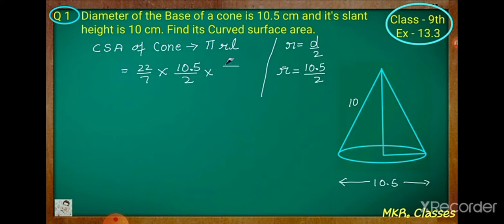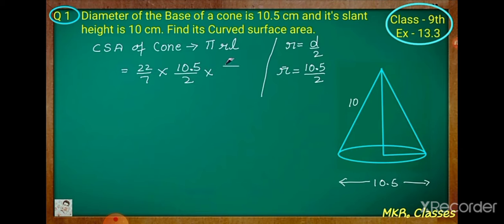The CSA, curved surface area of a cone, the formula is pi r L. L is the slant line. Sometimes in a question they don't give you the slant height, they just give the height and the radius. In that case you can use the Pythagoras theorem to find the slant height.